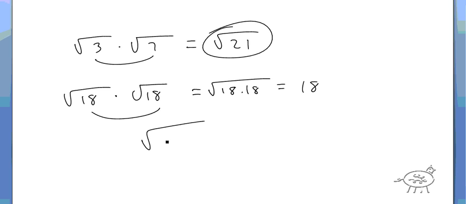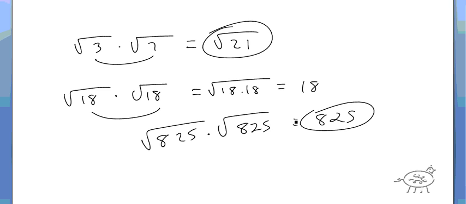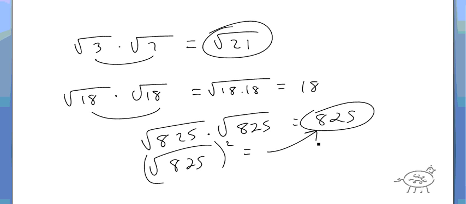Okay, so square root of 825 times the square root of 825 is 825. The square root of 825 squared is 825. So it's kind of the same idea, because you remember, guys, x squared, I can write that as x times x. That's exactly what I have here. That's x squared, or 825 squared. That's x times x, or root 825 times root 825. Okay, that's not too bad.